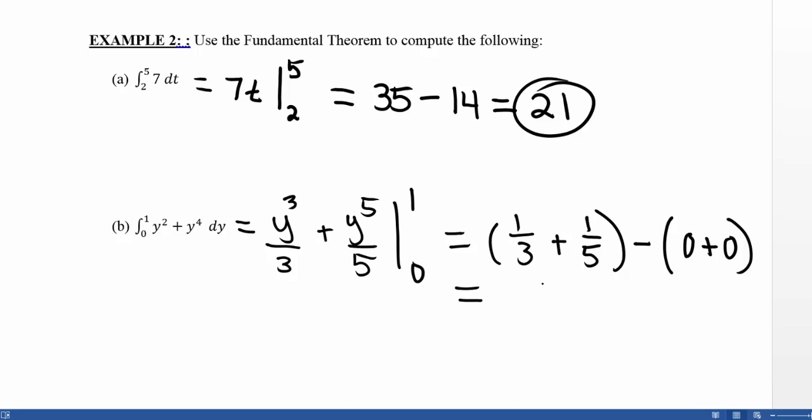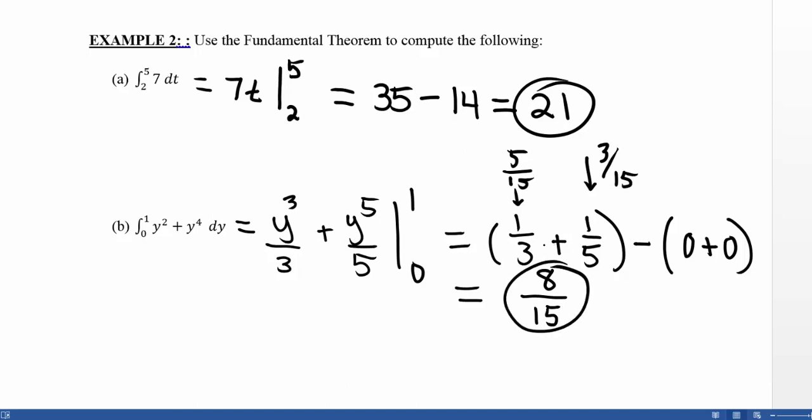So I just have to do 1/3 plus 1/5. In order to add these fractions together, I need to find a common denominator. So my common denominator here will be 15. In order to turn the first fraction into 15ths, I need to multiply the top and the bottom by 5. So I have 5/15. And in order to change my second term, the 1/5, into 15ths, I need to multiply the top and the bottom by 3. So 3/15. So 5/15 plus 3/15 is going to give me 8/15. And again, I could check this on a calculator to make sure I'm getting the same thing when I plug it in.